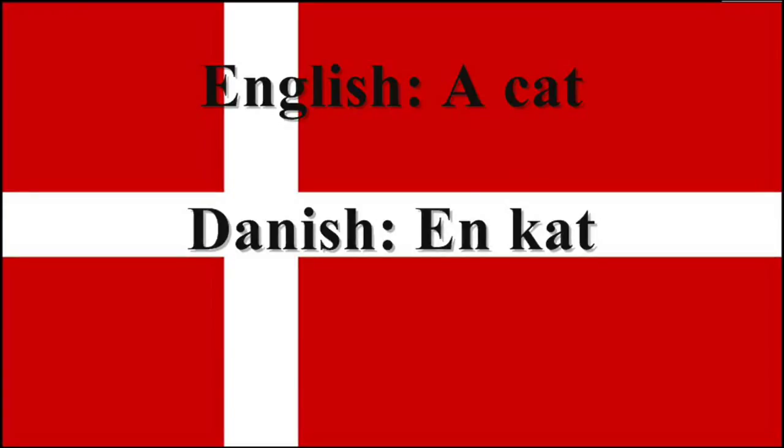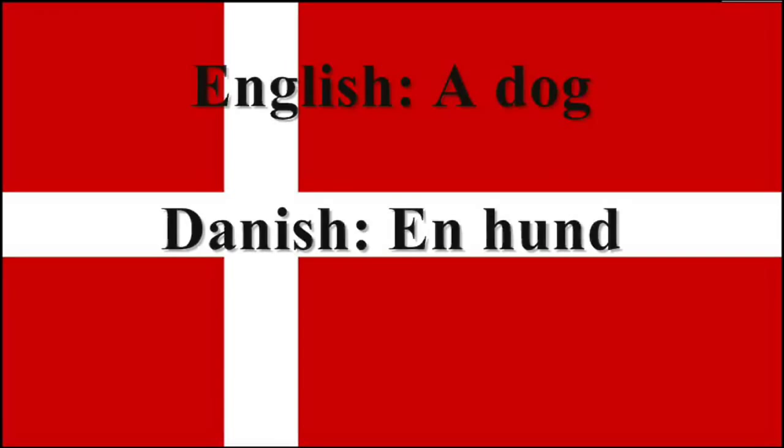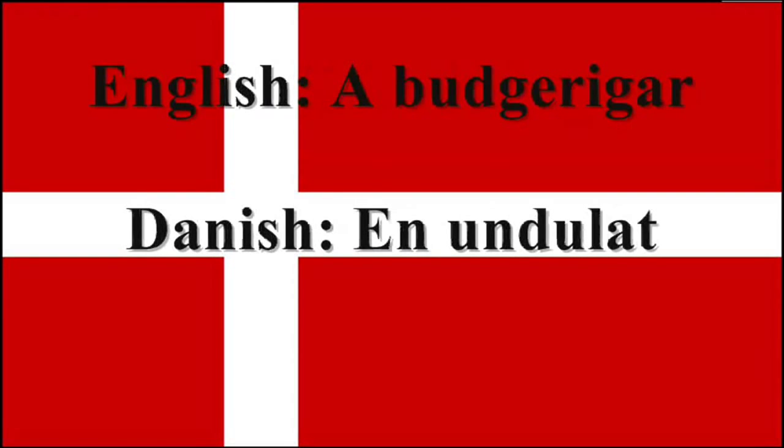The first word is a cat. In Danish it is called en kat. The next word is a dog. In Danish it is called en hund. The third word is a budgerigar. In Danish it is called en undulat.